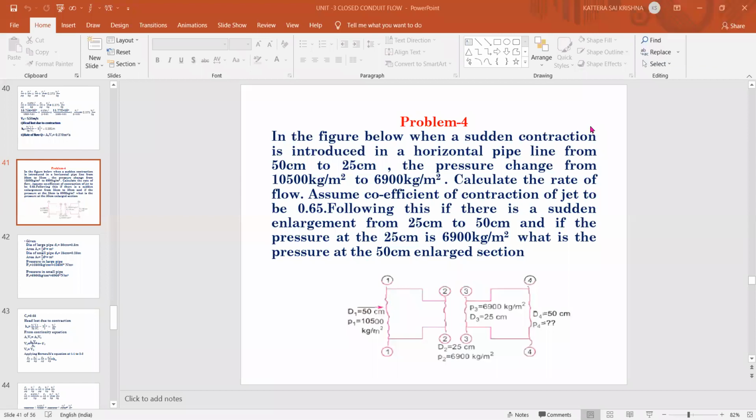So in yesterday's class, we solved 3 problems on minor losses, that is sudden contraction and sudden enlargement. And we'll solve one more problem, the last problem, which is a combination of both. If you see the diagram here, what is happening is that the pipe is connected to a smaller pipe in between.